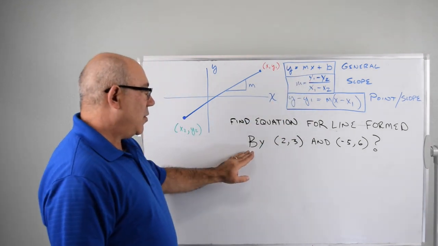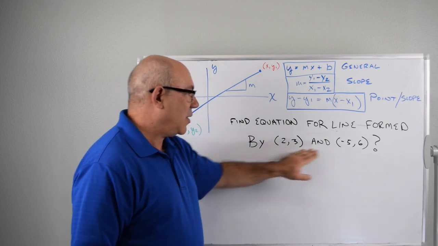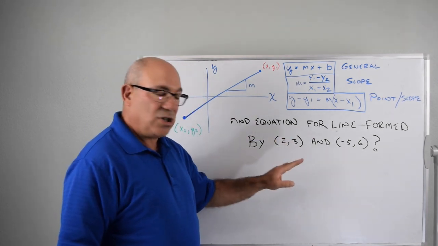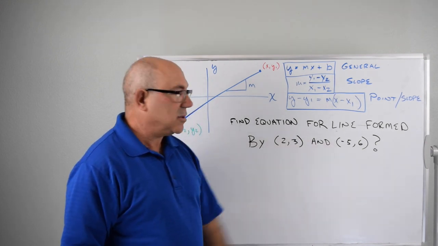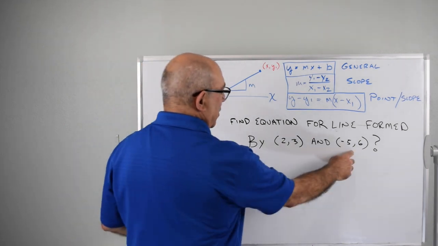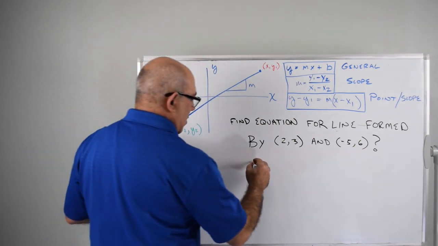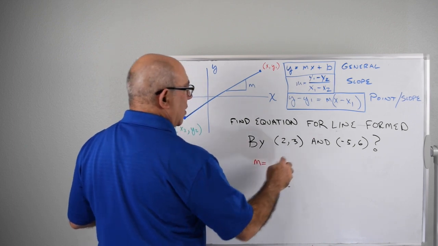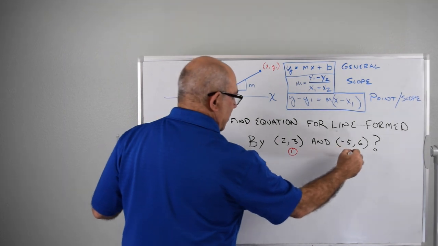Okay? And so what we're going to do is figure out the equation for the line between these 2 points. That's our challenge. Okay? So the first thing we need to do is figure out what is the slope between these 2 points. We're going to call this point 1. We're going to call this point 2.